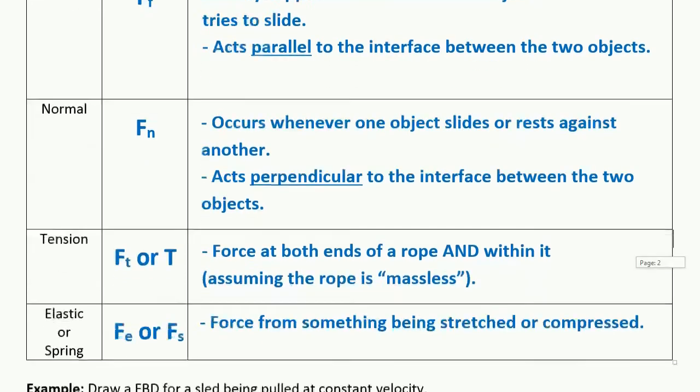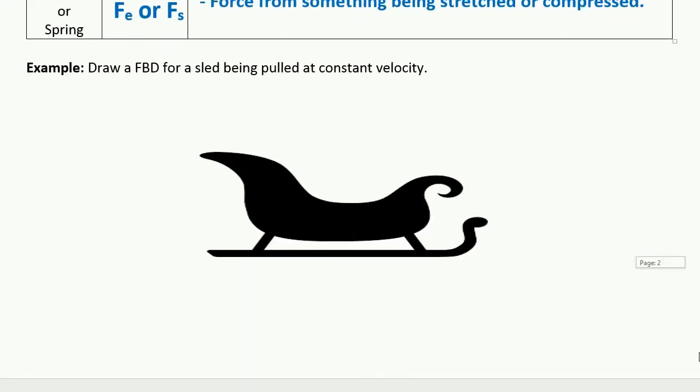Okay, now let's tackle a problem. Draw a free body diagram for a sled being pulled at constant velocity. So remember, our first rule of free body diagrams is that the body must be free, meaning I draw the thing I'm interested in, my sled here, but I don't draw anything else. I'm not drawing the ground that it's sliding on. I'm not drawing a rope that's attached to it. I'm not drawing the reindeer who are pulling it. The body must be free. I draw only the object I'm interested in, not the things around it or the things it's touching.